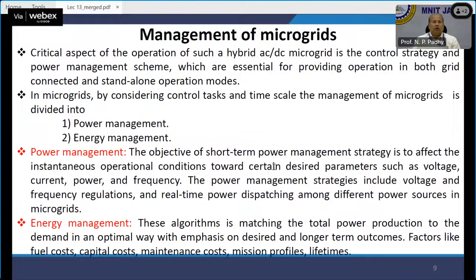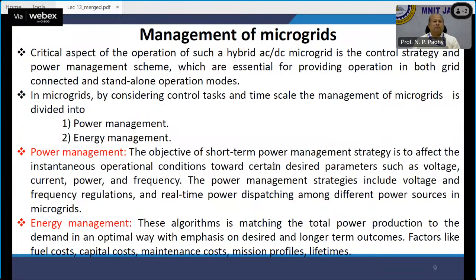Good. So how do you manage the microgrid? There are two different types of management. Once again, I repeat, today we are getting deeper and deeper. Previously we said energy is being managed, but today we'll talk about two different types of energy management. Earlier we said there is a storage, but today we are talking about what types of storage there are.